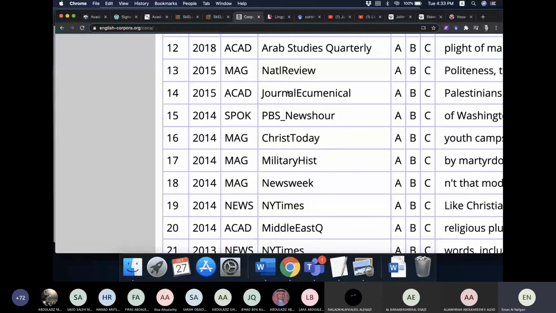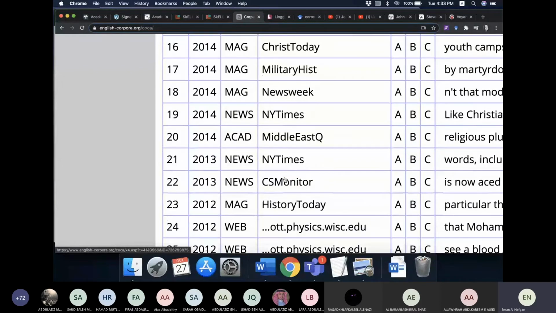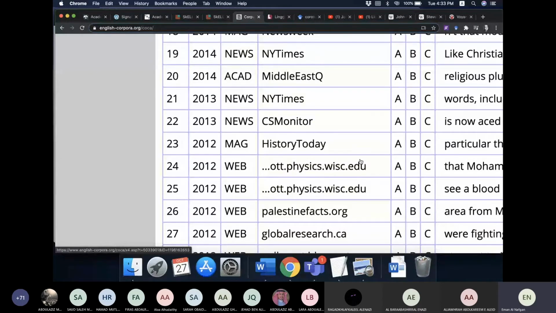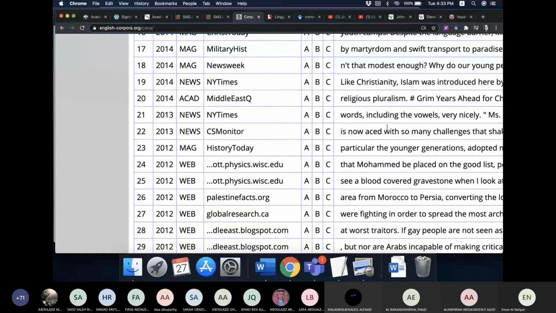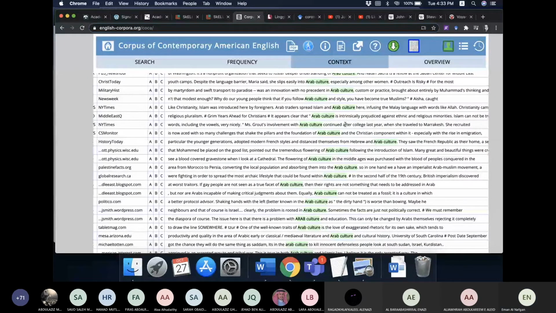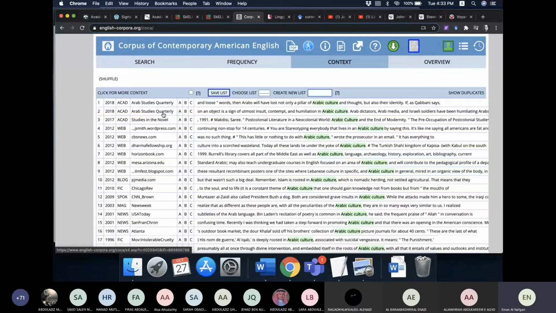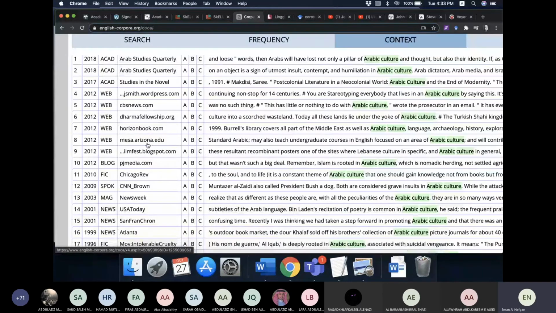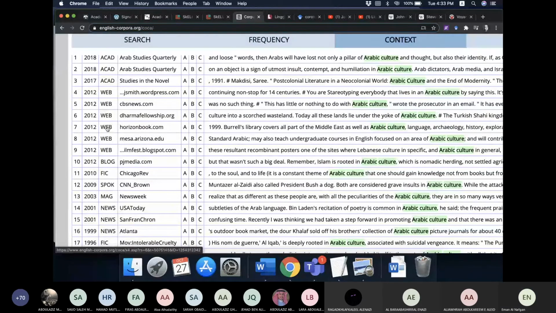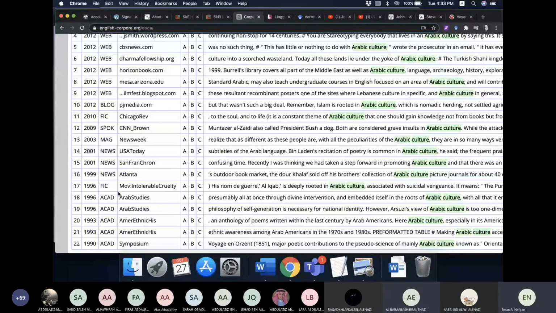But again, if you look at the magazines, you have New York Times, you have Newsweek. They're all highly respected places, and they use Arab culture. They don't use Arabic culture. Let's go back to the frequency and look where does Arabic culture occur. I didn't look at this myself, okay? So you can see here, where does it occur the most? Websites. Yes, mostly websites.